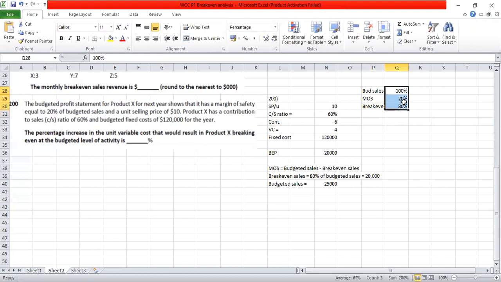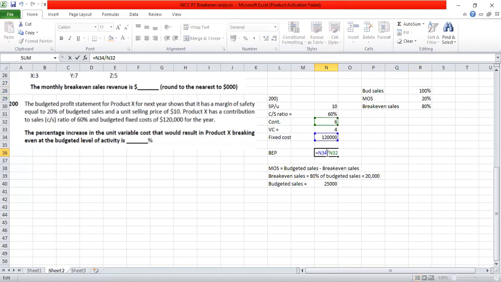If that is the case, we already calculated what the break even point is. Break even point is equal to fixed cost divided by contribution per unit. So fixed cost is 120,000 divided by 6 gives us 20,000 units. If break even point is 20,000, which is 80%, we can find out what the budgeted sales are. So 20,000 into 100 by 80%. Just check this one. 20,000 divided by 80% gives us budgeted sales.